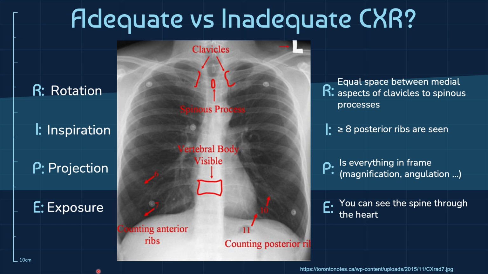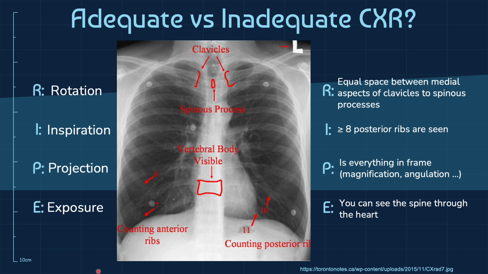Next is inspiration. Patients need to take deep breaths in when taking the chest x-ray. And to determine whether you have adequate inspiration is by being able to count greater than or equal to 8 posterior ribs. We will discuss further how to do that.